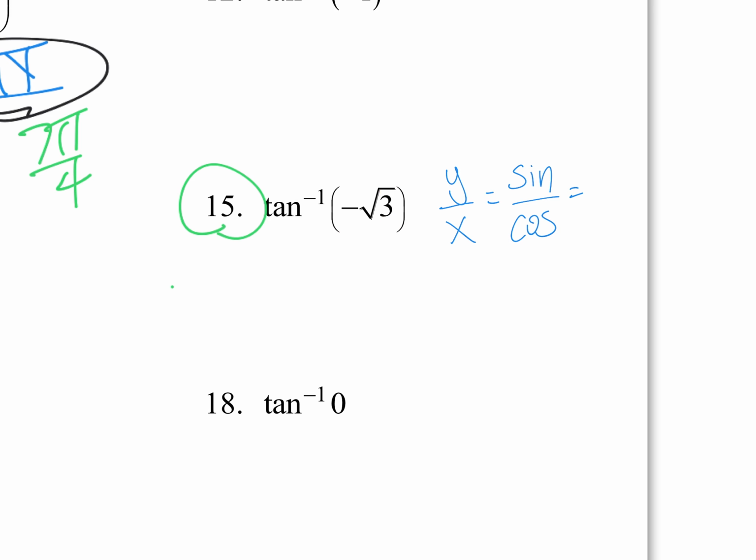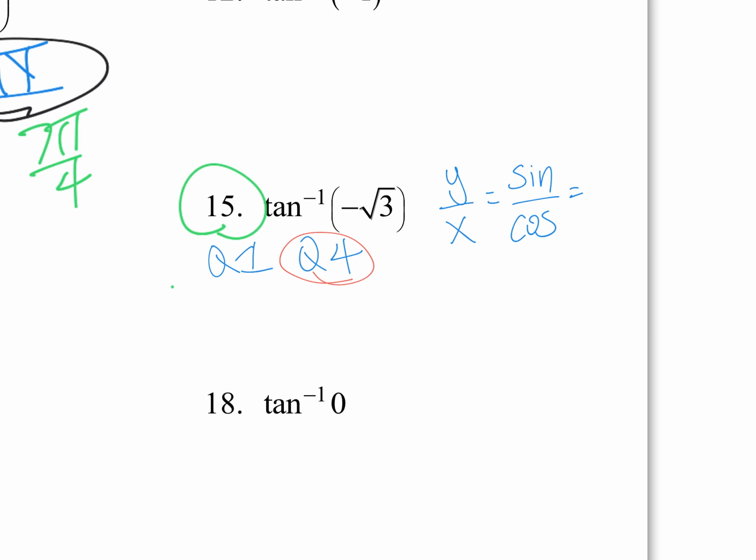Let's look at quadrant first. Tangent inverse will be in quadrant 1 or quadrant 4. Since it's a negative, and I'm dividing, I know that one must be positive, one must be negative. It can be positive, negative, or negative, positive. My only option here is quadrant 4, because in quadrant 1, x and y are both positive. So I know for sure I'll be in quadrant 4.